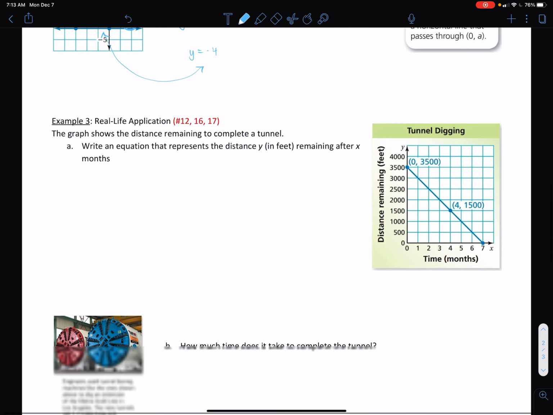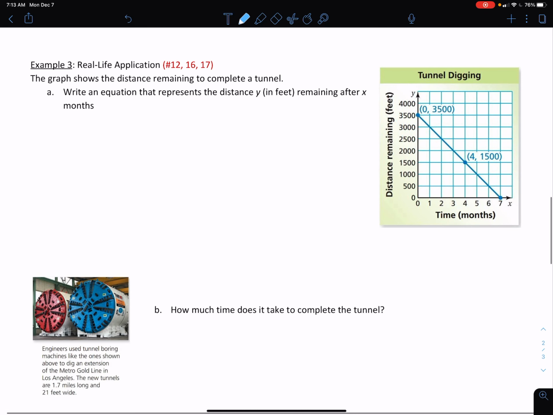Right? Example number 3, real life application. This graph shows the distance remaining to complete the tunnel. Write an equation that represents the distance y in feet remaining after x amount of months. Once again, it's the same process. y equals mx plus b. So step 1 is you have to find your slope, right? You have to find your slope.